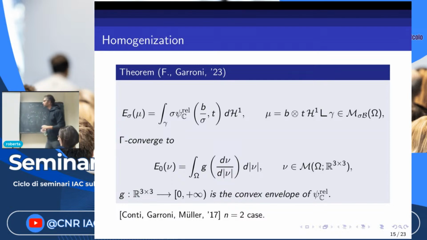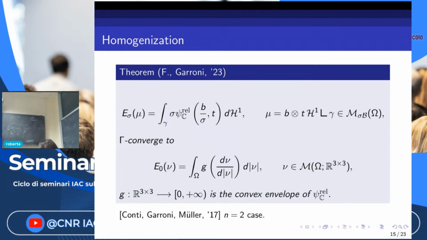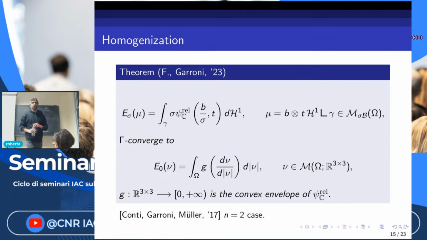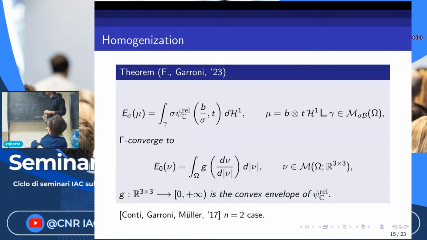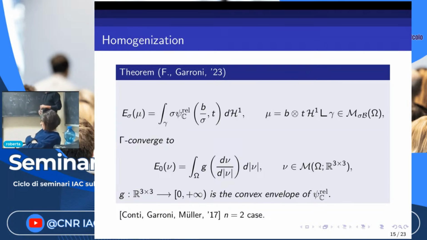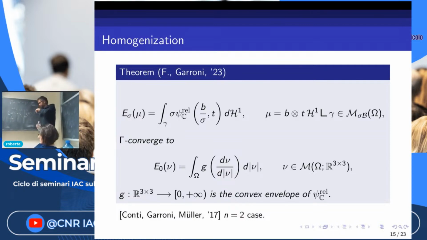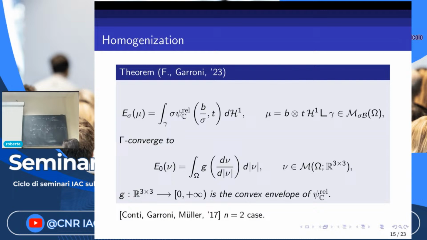It was computed in this paper, because the authors proved the two-dimensional case, which basically means supposing that all the dislocation lines are contained in one single plane. So the kinematics is easier, because they're just in a plane, and you can use different tools. And we proved the three-dimensional counterpart.